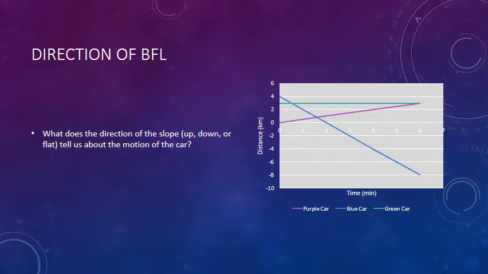So here is a new graph for the purposes of illustrating the direction of the best fit line and what that means for our information, how we interpret it. So here's a graph of a purple car, a blue car, and a green car. And as you can see, the blue car has a downward direction slope, the purple car has an upward direction slope, and the green car has a neutral or flat direction slope. Well, what does this direction mean? It means that the blue car is moving backwards, it's losing distance over time. The purple car is moving forward, it's gaining distance over time, and the green car has actually stopped.